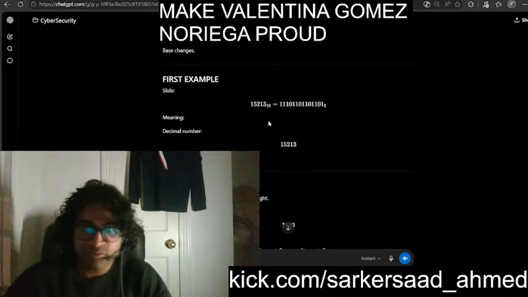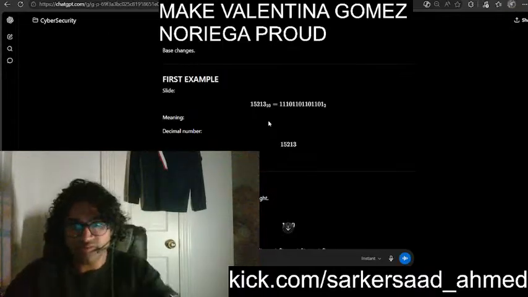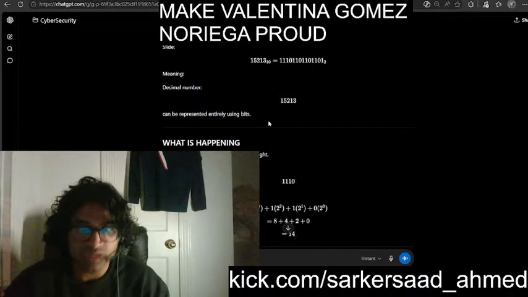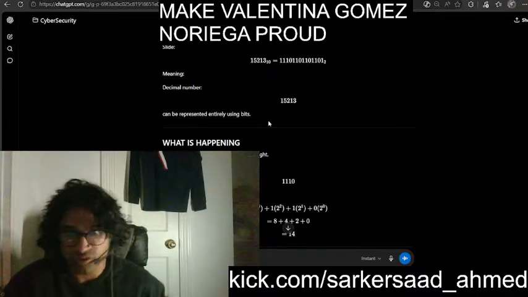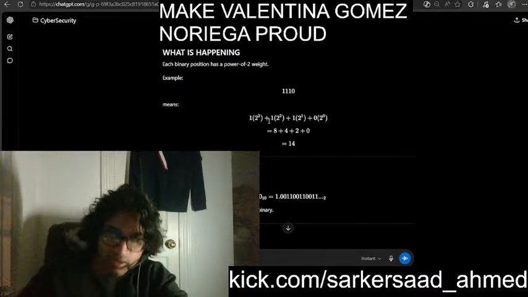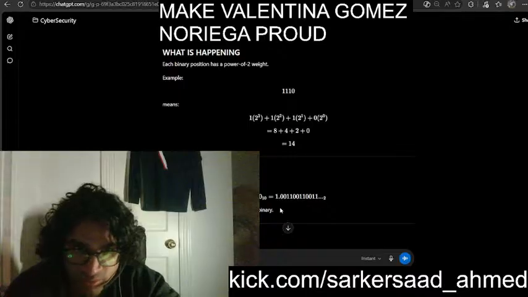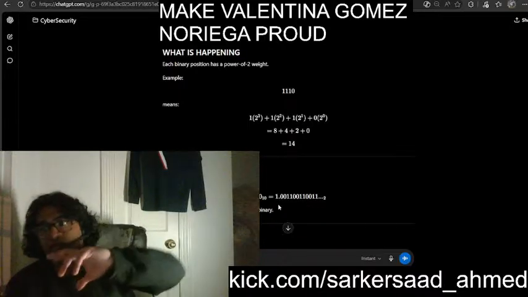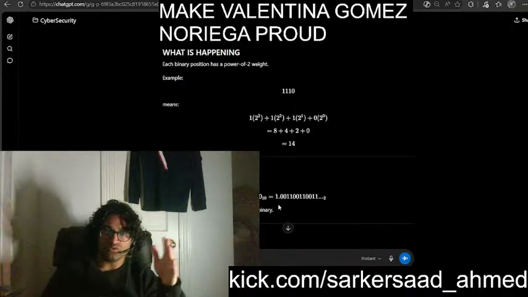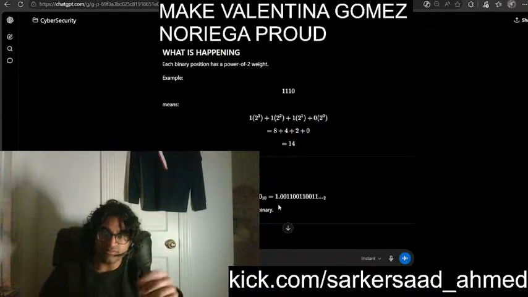So each binary position has a power of 2 weight. For example, if I have 1110, then I have 1 times 2 cubed, 1 times 2 squared, 1 times 2 to the power 1, 1 times 2 to the power 0, which is 14. And then 1.20 is going to have 1 point, and what is it in binary? 1, 2, 4, 8, 16.